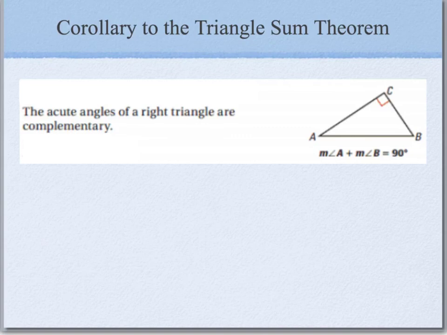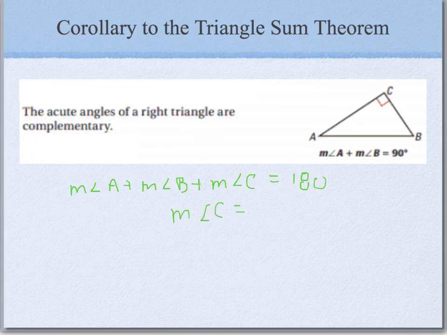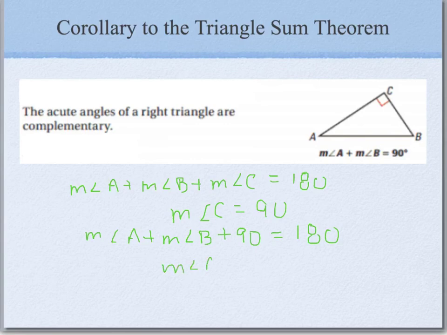So we know from the triangle sum theorem that the measure of angle A plus the measure of angle B plus the measure of angle C equals 180 degrees. But what if the measure of angle C was 90? Well, let's substitute that in. And I think you can see that I can subtract 90 from both sides, and I'll get the measure of angle A plus the measure of angle B has to equal 90 degrees.